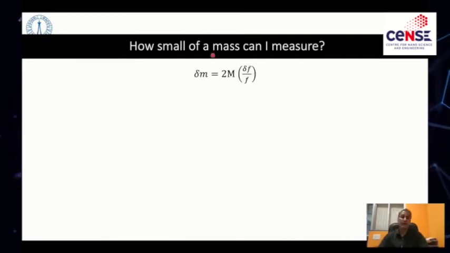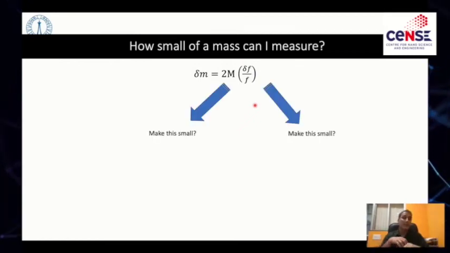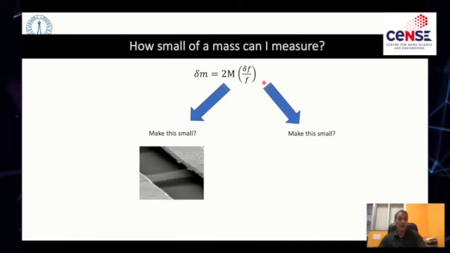Here I've showed you the equation. I've already told you this, the smallest mass I can measure depends on this part and this part. This is the mass of the device and this is the frequency fluctuation, like environmental noise or whatever. So the simplest thing you would say is, look, make the device small and make this frequency fluctuation small. Now, that's the obvious answer, just based on this simple equation. We can do that. So if you want to make it small, the question is, how small can you make it? I would say, how about atomically thin graphene? That's great, we can do that.